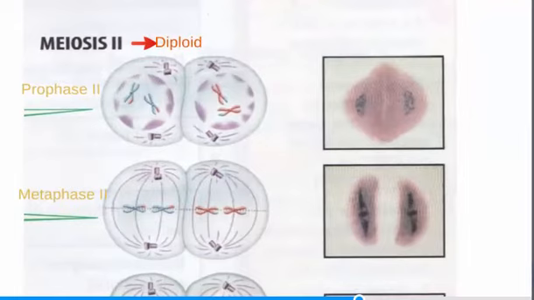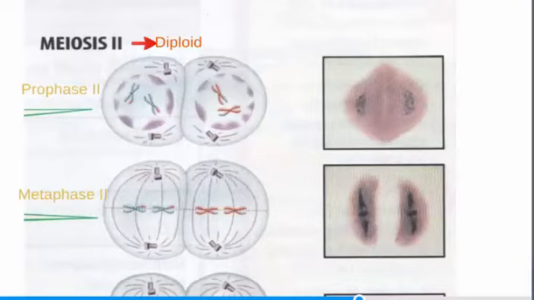Remember, in meiosis 2, the starting cell still has the full number of chromosomes, because before meiosis 1 the chromosomes duplicated themselves. So the 46 chromosomes became 92. After the division, they became 46 and 46, still diploid. Now we're going to reach the point where we need them to be haploid.